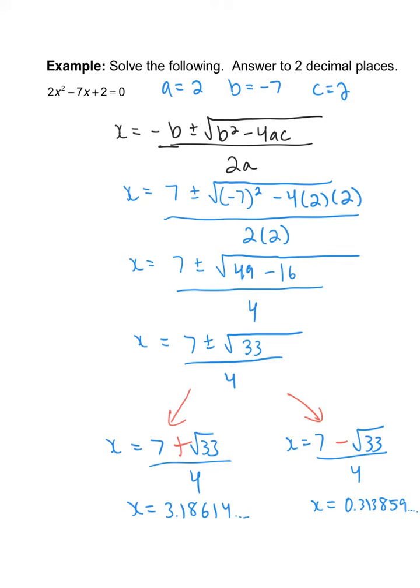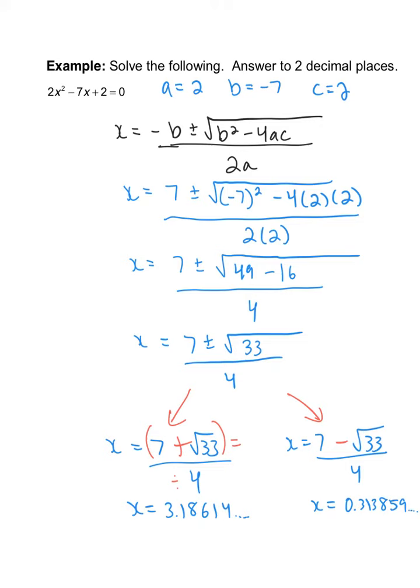And my second answer is x is 0.313859 and so on. When you're putting this into your calculator, either put the numerator in brackets before you divide by the 4, or press equals before you divide by the 4, because if not, you might just be dividing the root 33 by 4. So check your answers to make sure that you're using your calculator correctly.